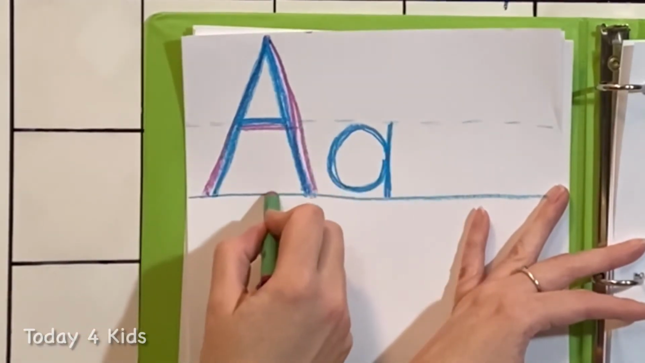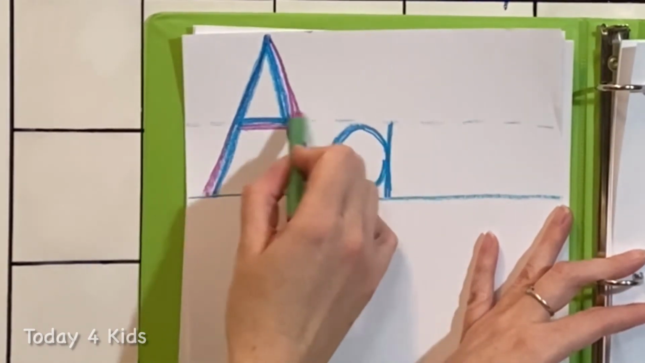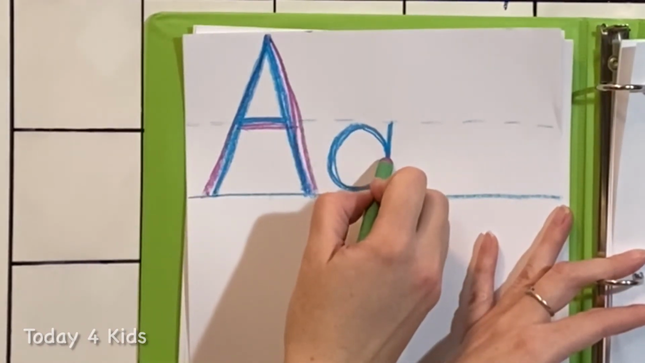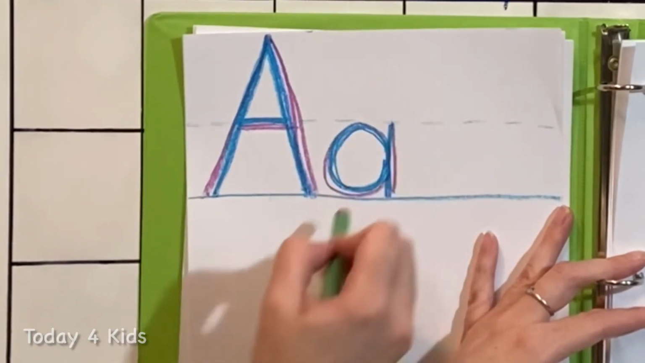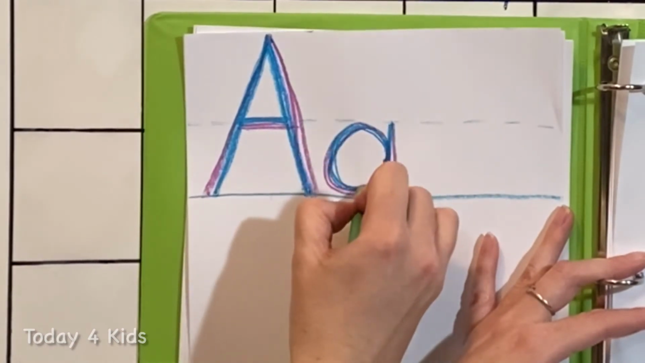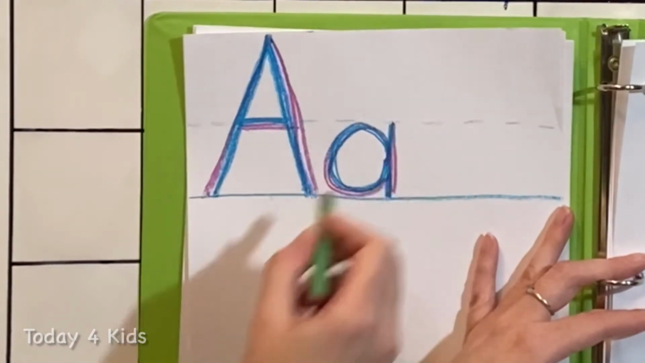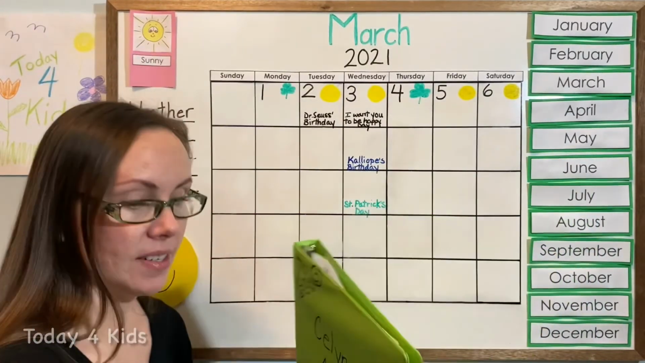This is an uppercase A and this is a lowercase a. So now let's make a circle. It's half the size of an uppercase A. Let's make a circle. And then a line. And that is an a. Let's do it again. Make a circle all the way around and then a line. And now you've made a lowercase a. If you practice every day, you'll get really good at it.